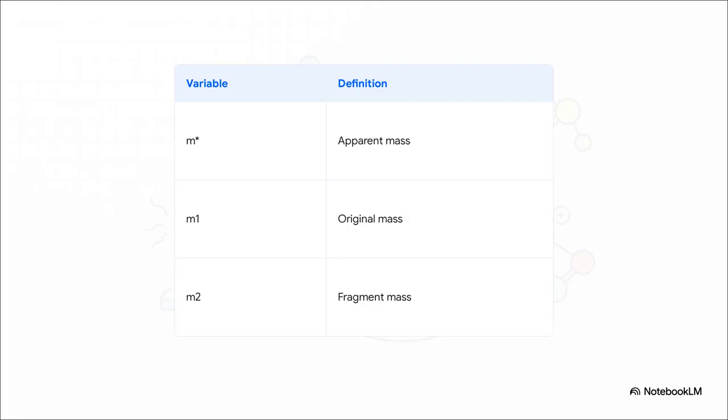Now, there's some math here, but it's not just a random equation. It's the smoking gun. It mathematically links a specific shattered fragment directly back to the exact parent ion it came from. We call the apparent mass of these weird mid-flight breakers m star. By squaring the mass of the newly created fragment, which we'll call m2, and dividing it by the mass of the original parent ion, m1, we should get exactly m star. It's a perfect mathematical match.